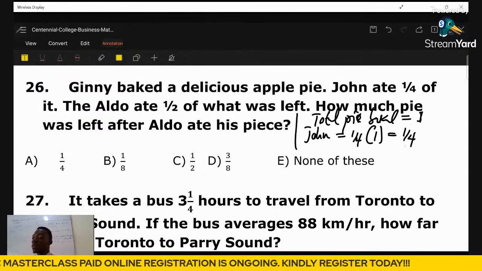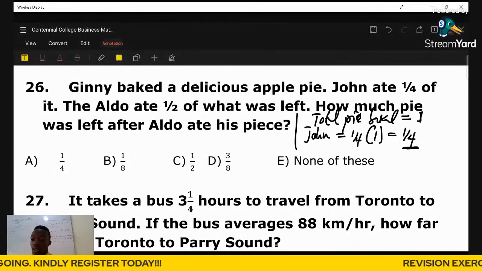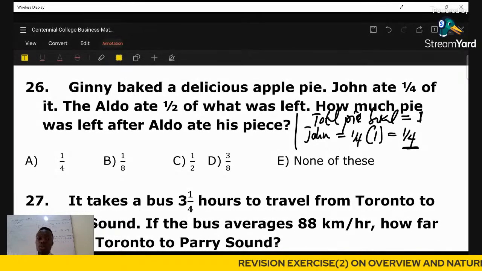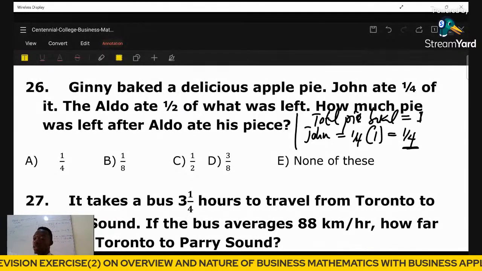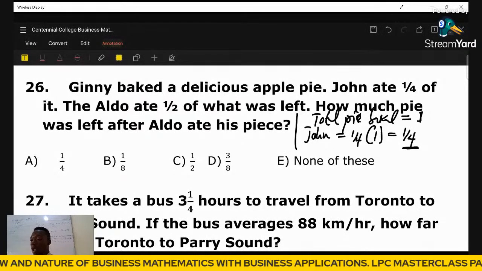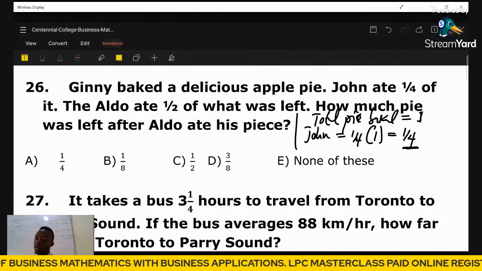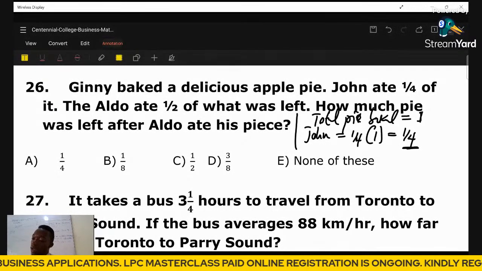So after John, who ate 1 over 4 of it, Ado also took 1 over 2 of what was left at the end of the day. Is that okay? To do this, we need to find the remainder of what was left after John took his part of the apple pie.